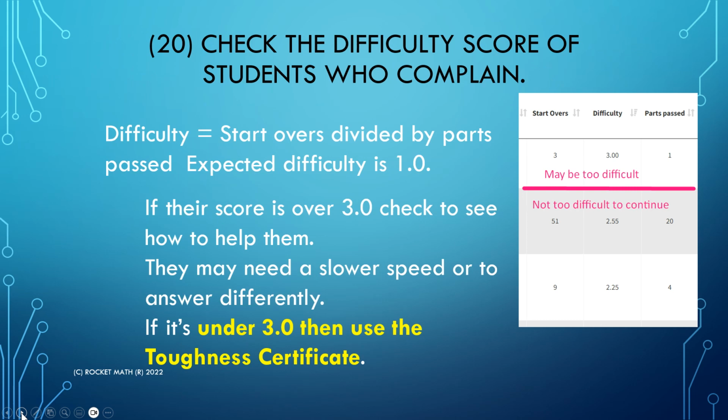Number 20 is to check the difficulty score of students who complain that Rocket Math is too hard. Their difficulty score is calculated by the number of times they have to start over divided by the number of parts. We expect students to start over on average once each part, so the expected difficulty is 1.0. If a student's difficulty score is under 3.0, just use the toughness certificate to help them develop perseverance. If it's over 3.0, then check to see how to help them.